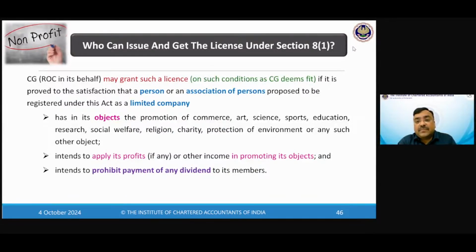as a proposed to be registered as a limited company, and object is charitable, religious, and intention that any profit which is earned by this act will be used for the objects, for the society, for the welfare society, and no part of the profit is taken as a dividend, is not to be distributed to the members, then the central government may provide this person or association of person a license to work as charitable, to get a work as charitable company.